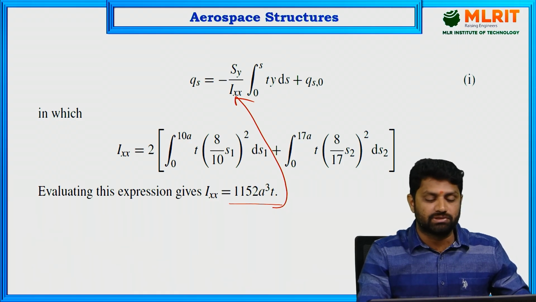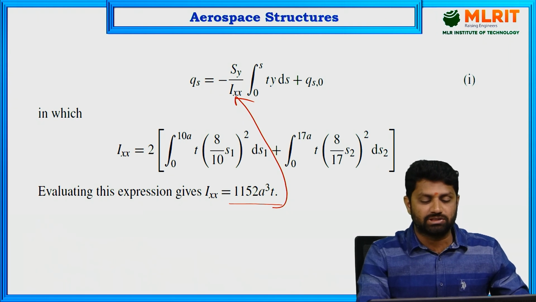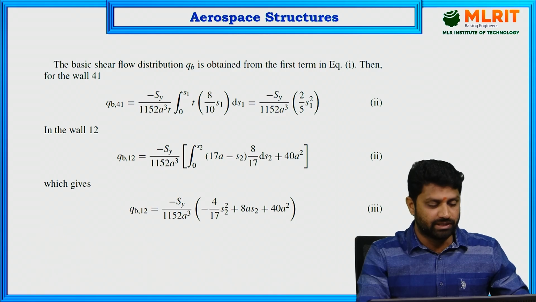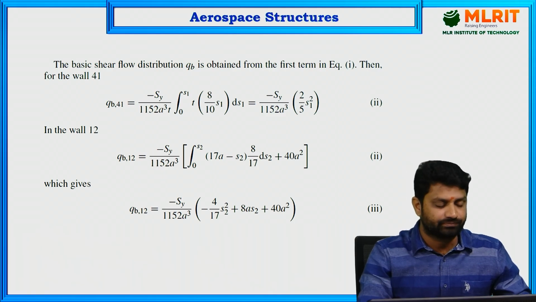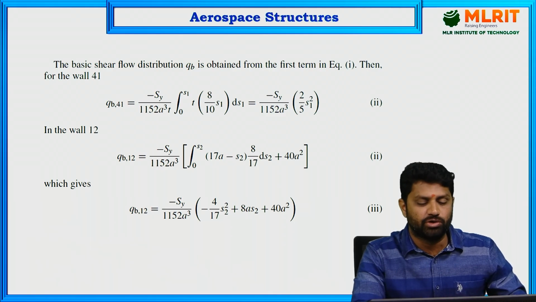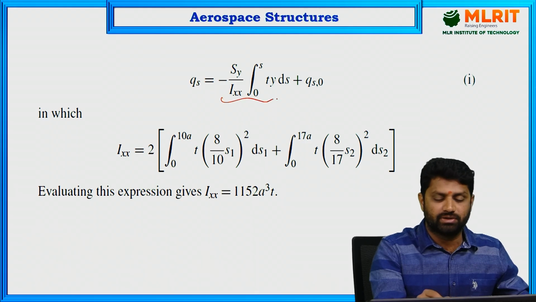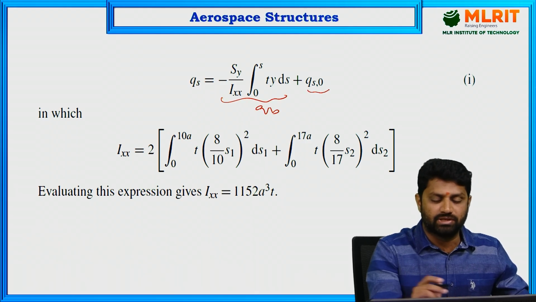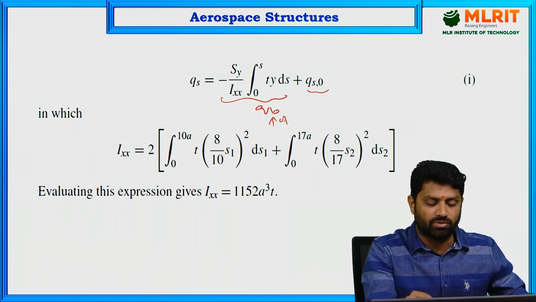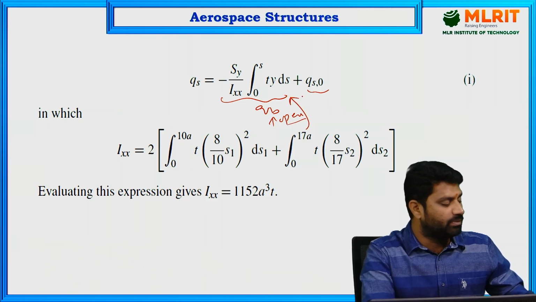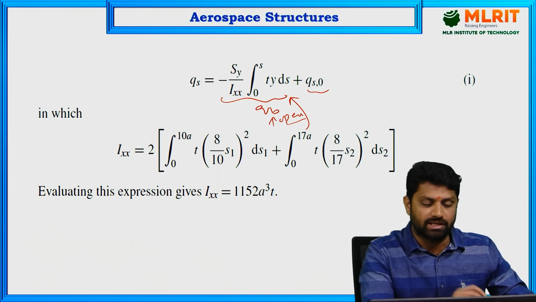So qs equals minus Sy by Ix6, integral 0 to s, t into y into ds, plus qs naught. Once you substitute here, the basic shear flow distribution qb is obtained from the first term in equation 1. So up to here it is qb, and here it is qs naught. This is the open section shear flow. If you want to calculate the open section shear flow, it can be obtained from the first term in equation 1, that is this equation.